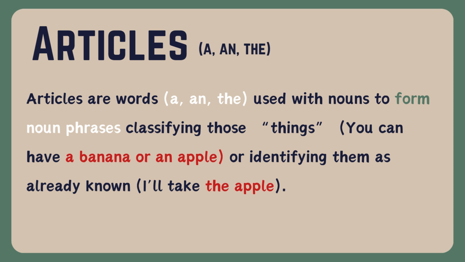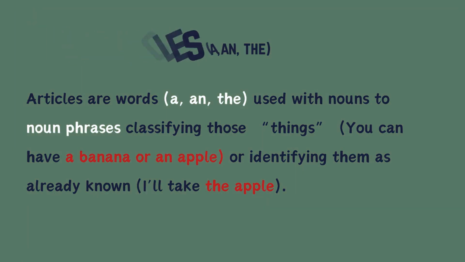Like we can say, you can have a banana or an apple, and then we say, I'll take the apple. Here, the apple is referring to the particular apple we talked about earlier. Hope you understood it. Articles are important because they help us understand whether we are talking about something specific or something more general.